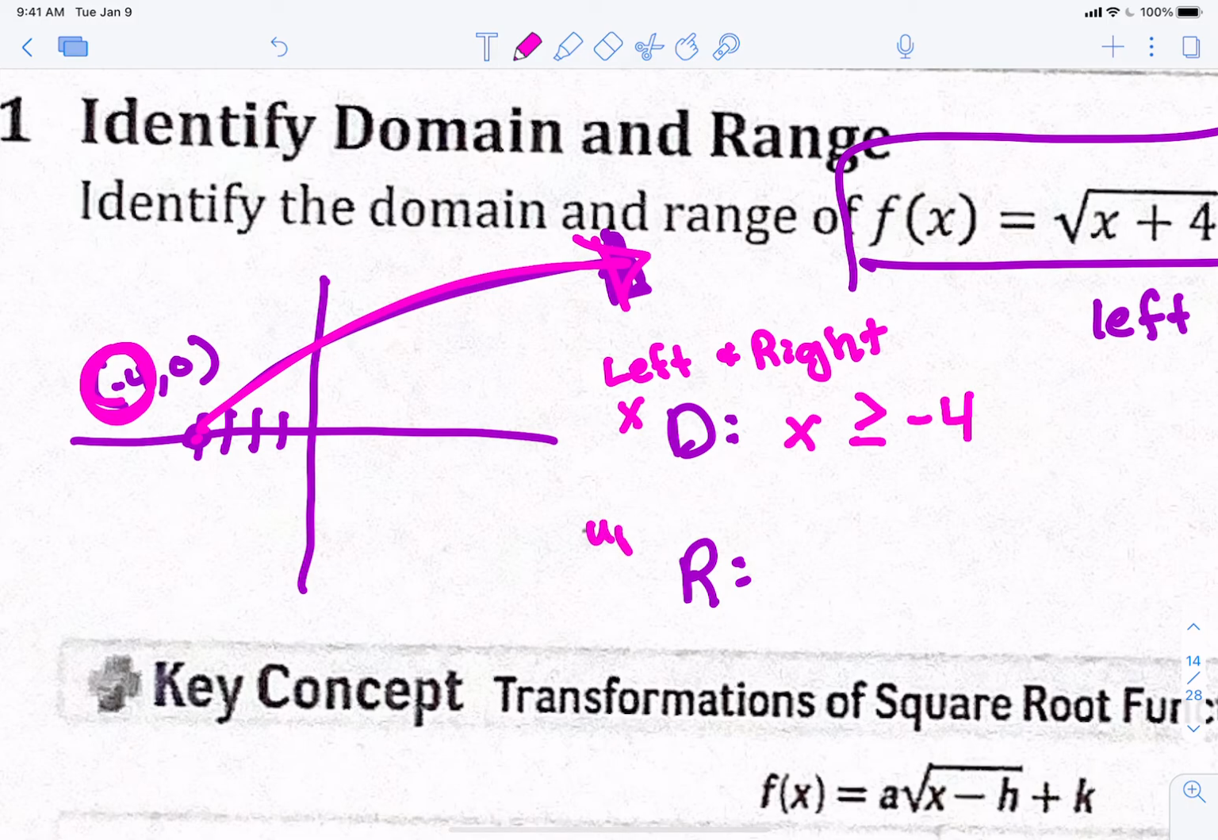The range is the up and down values. Those are the y coordinates, up and down. Okay? Will this function go up forever?